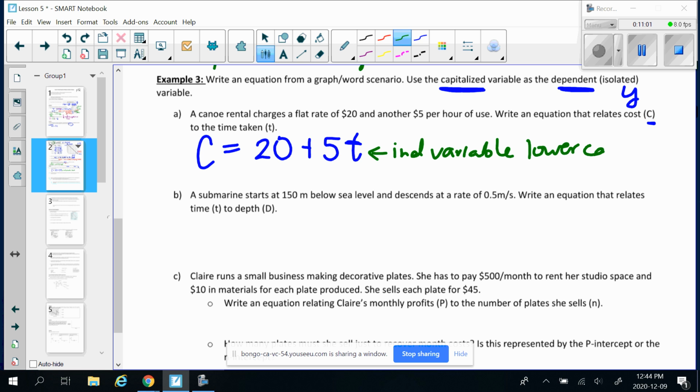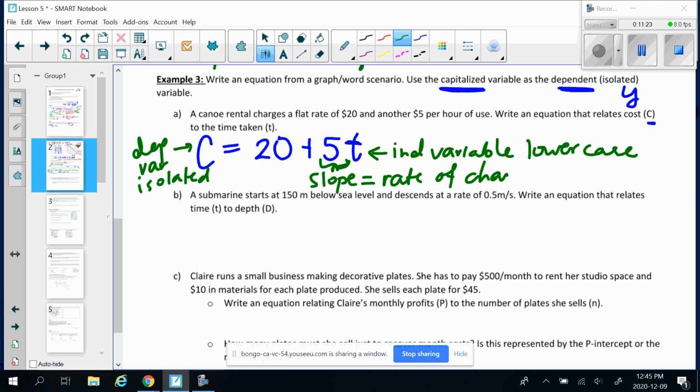That's a big hint as to which one's going to be which, okay? And then the dependent variable is uppercase, and it's also isolated. The other thing is the coefficient of t, this one here, is the slope. And in the word problem world, the slope is the rate of change. So the rate of change of your cost is going to be $5 per hour. And your rate of change is always going to be something per something because it's the rise over the run. Okay, let's do another example.